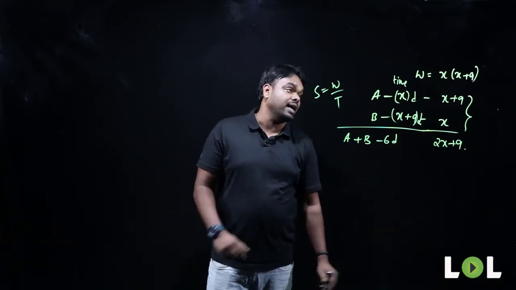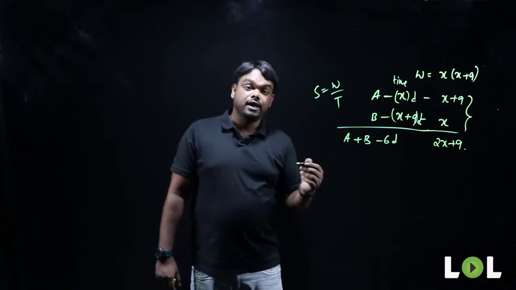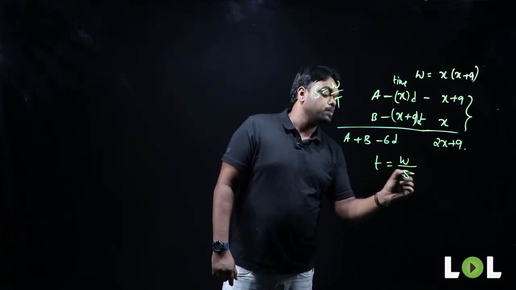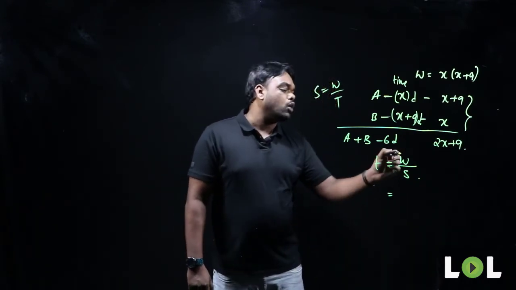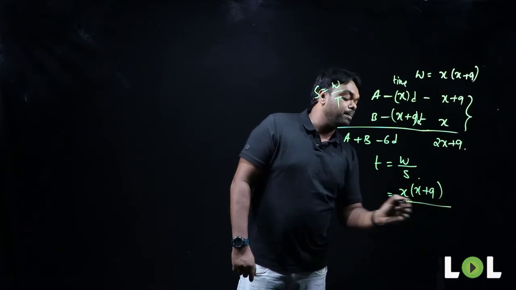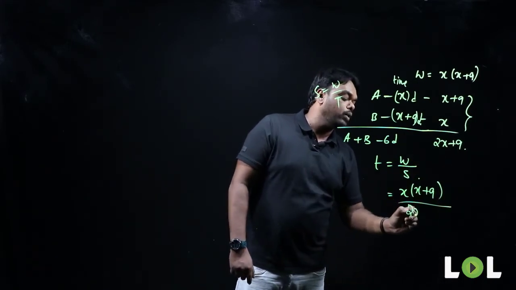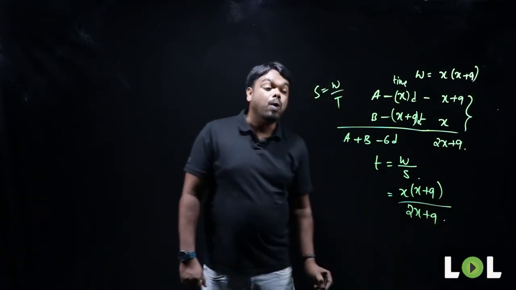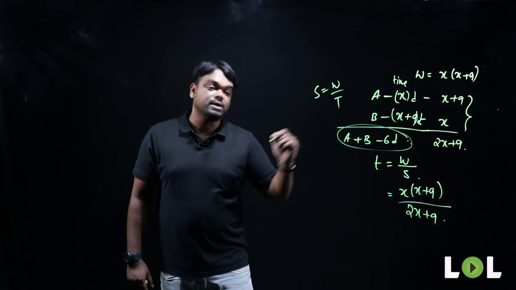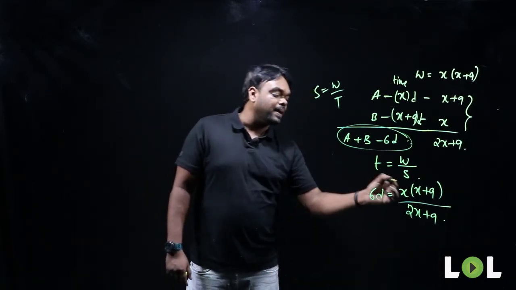पर हमको क्या चाहिए? X का वैल्यू चाहिए, दैट इज टाइम टेकन बाई ये. तो क्या करेंगे? यूज टाइम इज इक्वल्स टू वर्क बाई स्पीड. क्यों? वर्क क्या दिया हुआ है? पूरा वर्क है हमारे पास X इंटू X प्लस 9 डिवाइडेड बाई स्पीड. स्पीड टुगेदर A प्लस बी स्पीड टुगेदर क्या है? 2X प्लस 9. Now, why have I taken this? Because the time taken by A and B together is given to us in the question. That is 6 days.